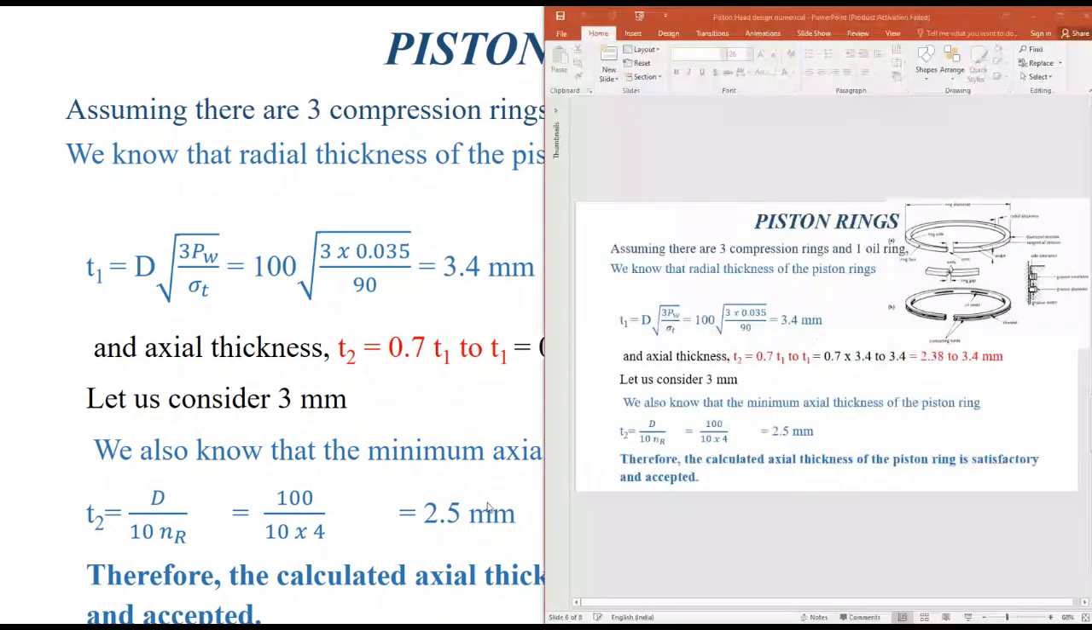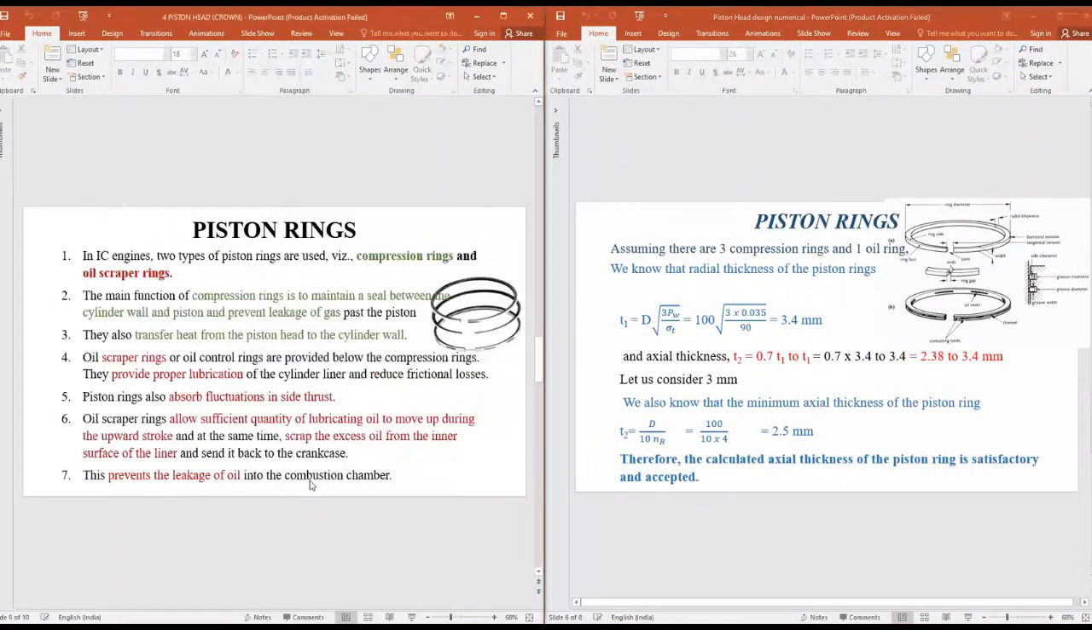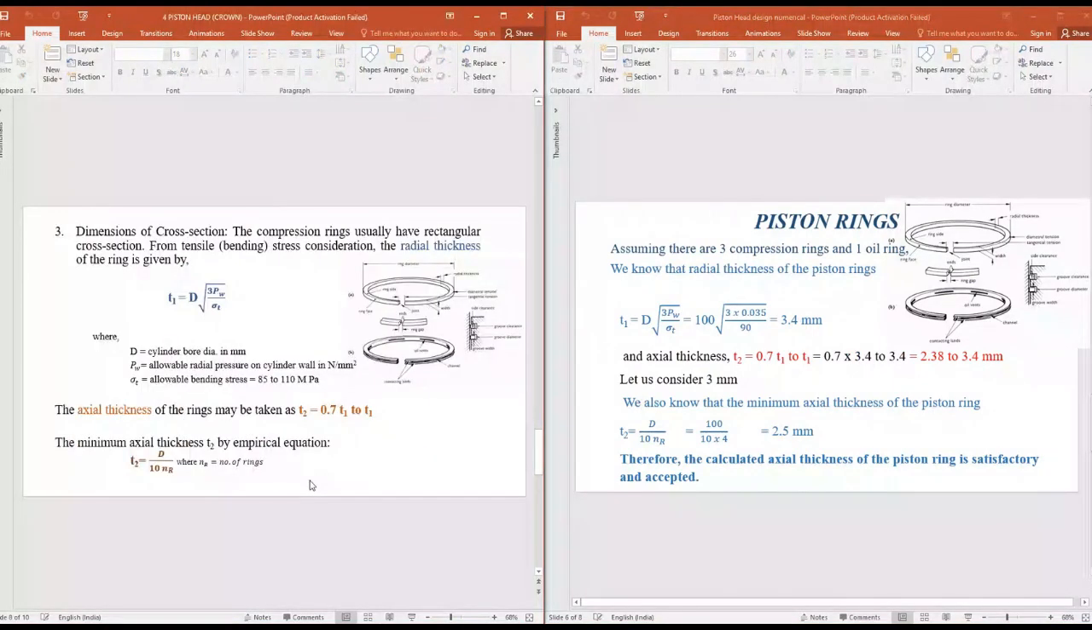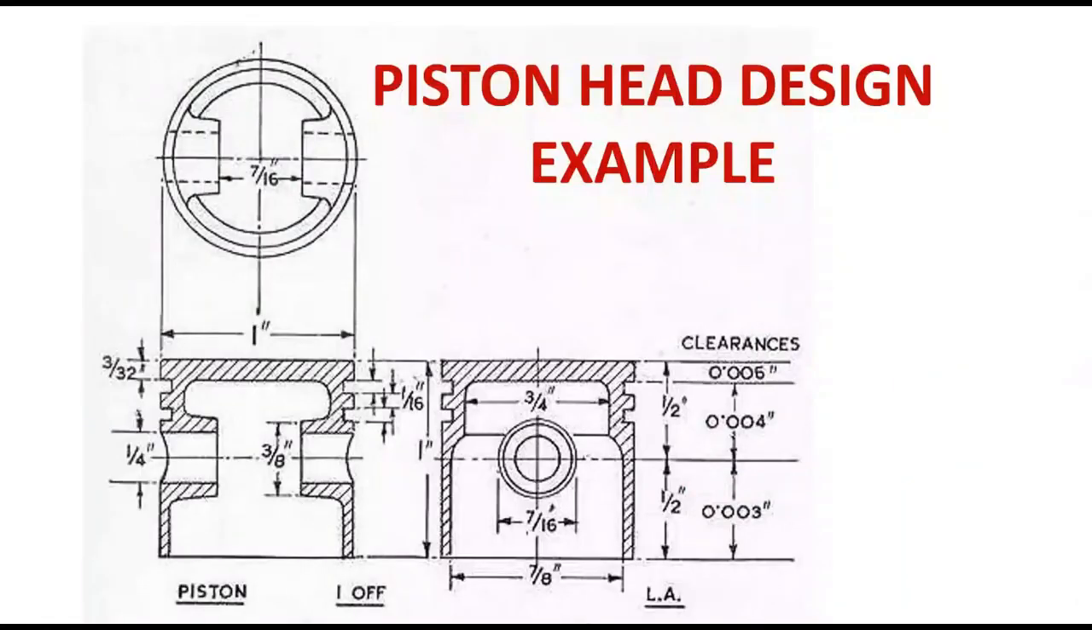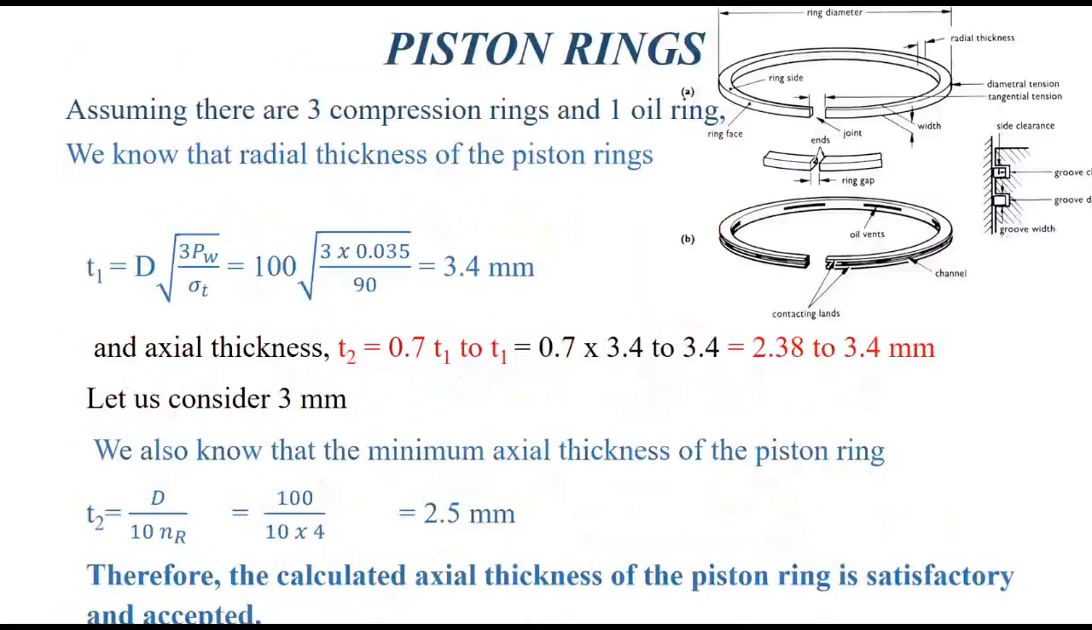Sigma T is considered as 90 for the cast iron rings. This also we have seen for piston rings. Allowable bending stress lies from 85 to 110. So considering 90, somewhere in between, we are taking sigma T as 90. So with this equation, we have found 3.4 millimeter.